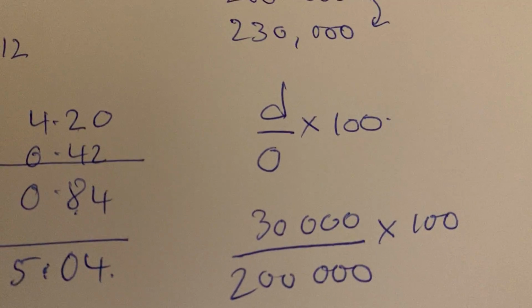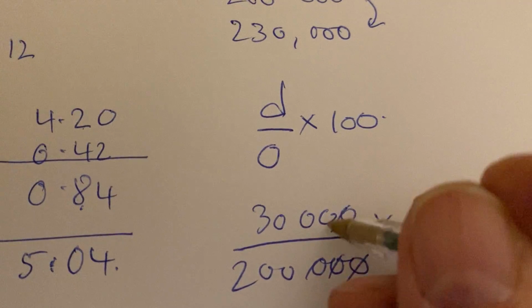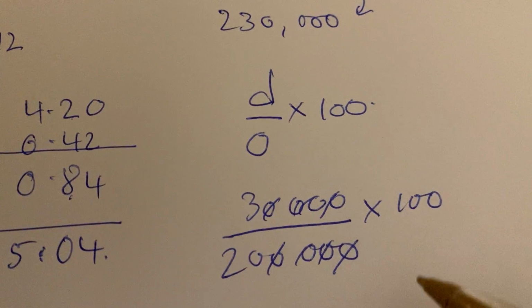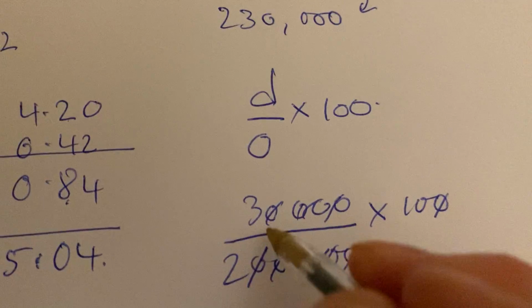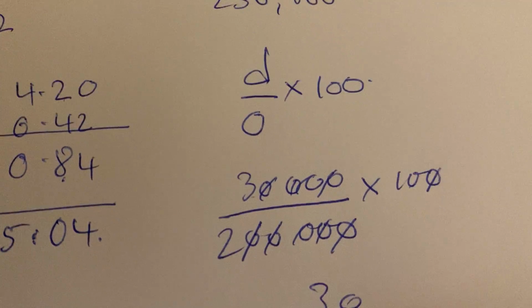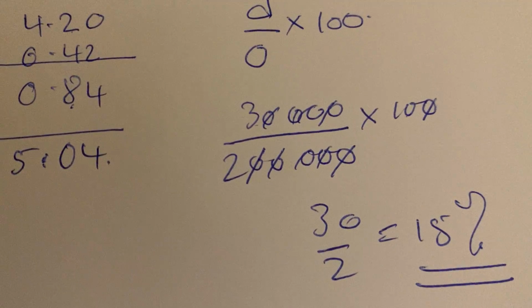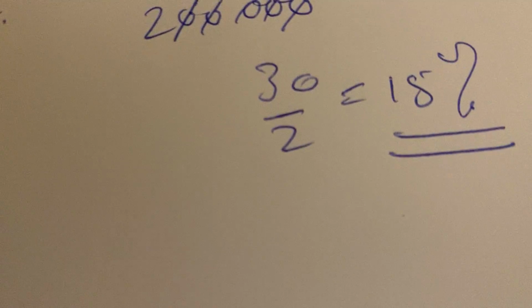So all these flipping noughts, let's get rid of some of them. 3 of those, 3 of those, and then I've got 1 of those there, so that's going to be 30 over 2, 15%. There you go. But much easier than you thought, really, isn't it?